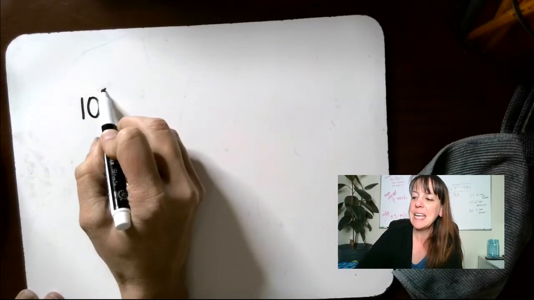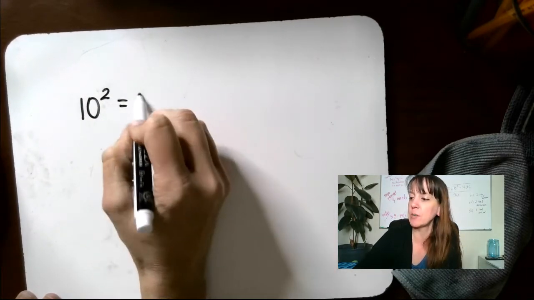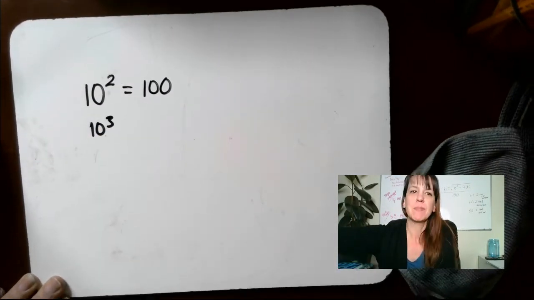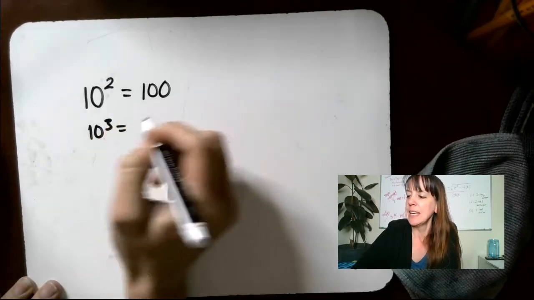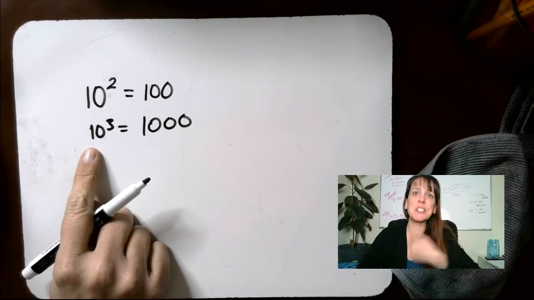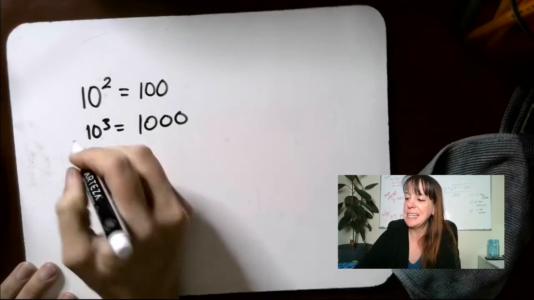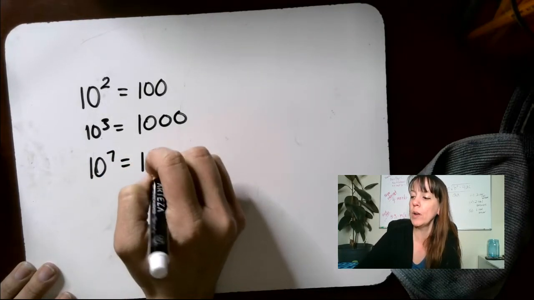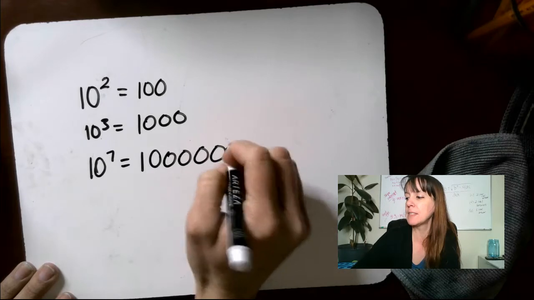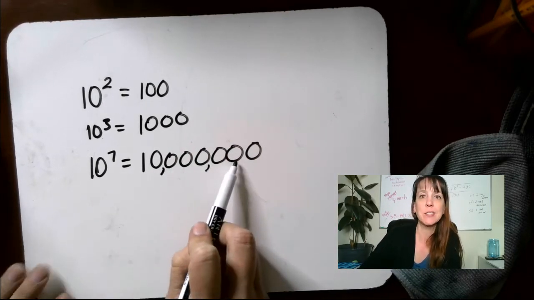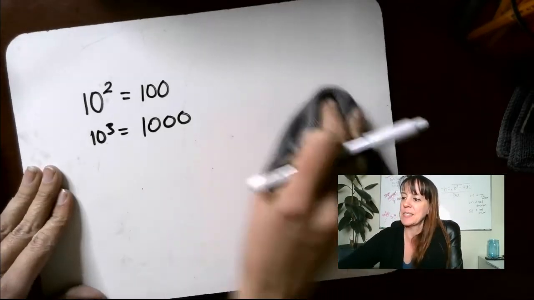So 10 to the second power just means 10 times 10, which we know is 100. 10 to the third power is going to be 10, 1, 2, 3 with 3 zeros. Because it's 10 times 10, which is 100, times another 10, which is 1,000. 10 to the seventh power is going to be 1 with 1, 2, 3, 4, 5, 6, 7 zeros. That's going to be 10 million. So basically, that's all you got to know about those: that little number, that exponent, tells us how many zeros we're going to have involved.